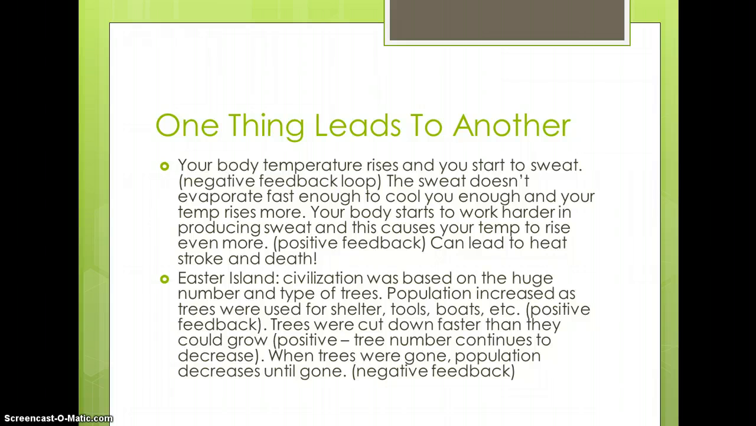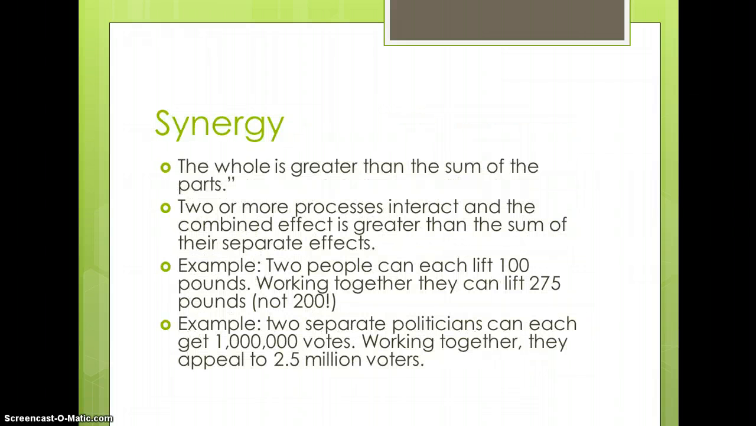The population grew and grew. They cut down trees faster and faster, which led to the system crash, the tipping point. Synergy is the term that we use to describe the whole is greater than the sum of the parts. So feedback loops work in a synergistic way, sometimes to reach those tipping points.